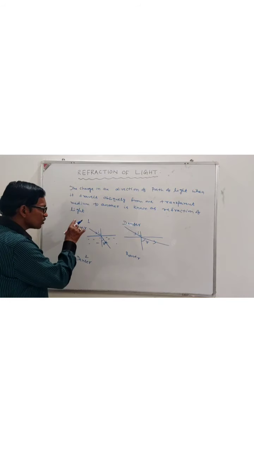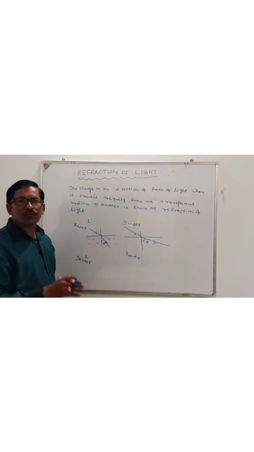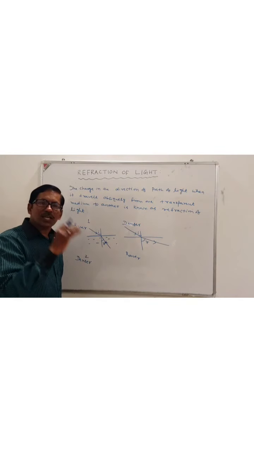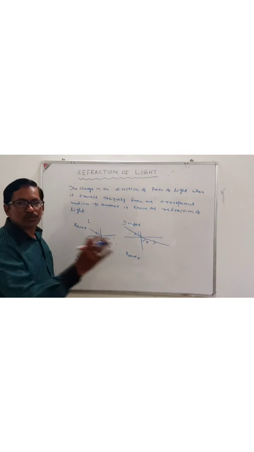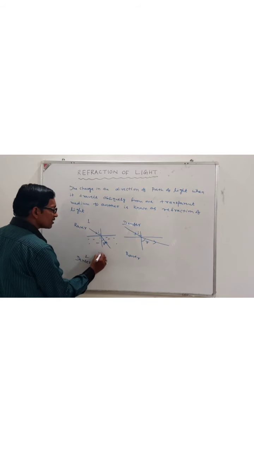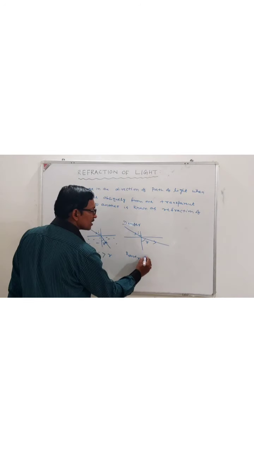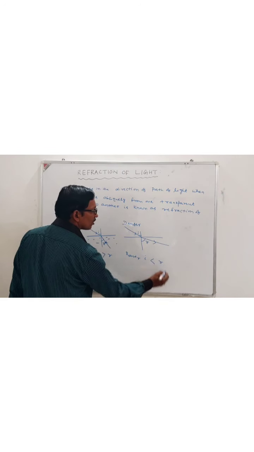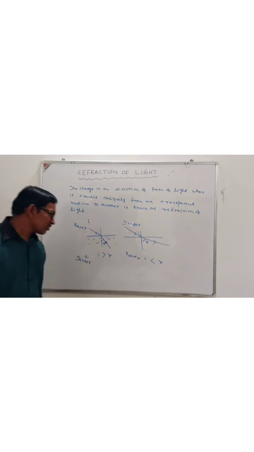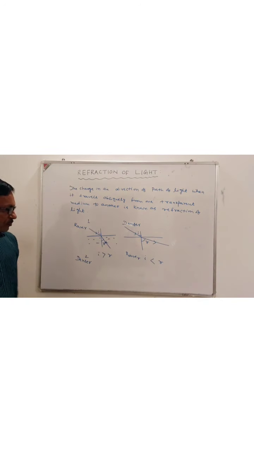So now when it is going from a rarer medium to a denser medium, it bends towards the normal. When it is going from a denser medium to a rarer medium, it bends away from the normal. So here the angle of incidence is greater than the angle of refraction. Here the angle of incidence is less than the angle of refraction. That means it is going away from the normal.